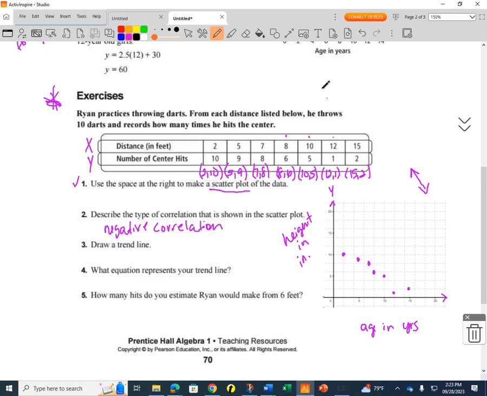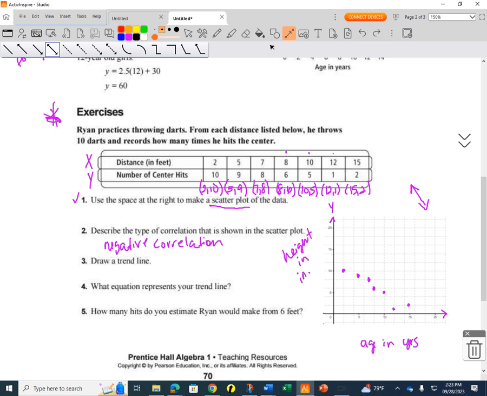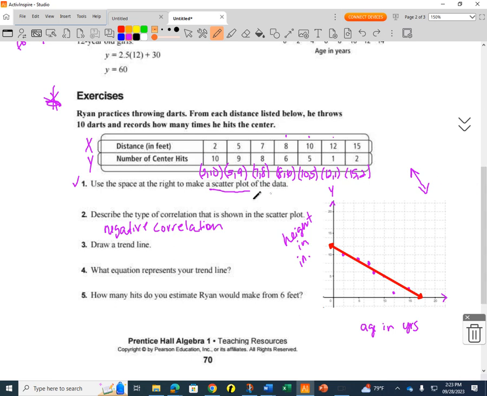And we're going to draw a trend line. So we want to draw a trend line, or our line of best fit, through as many points as we can. So I'm going to kind of go, I feel like that's probably the best I can do right there. So now I've drawn my trend line, that's the red line.